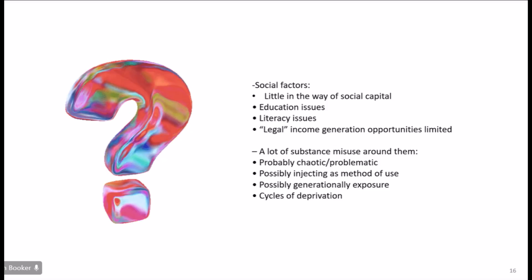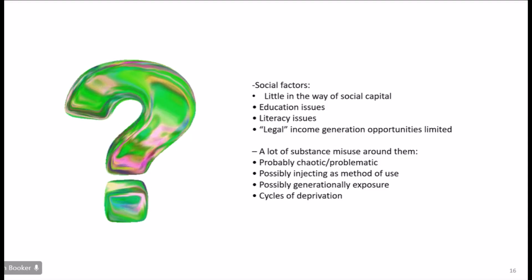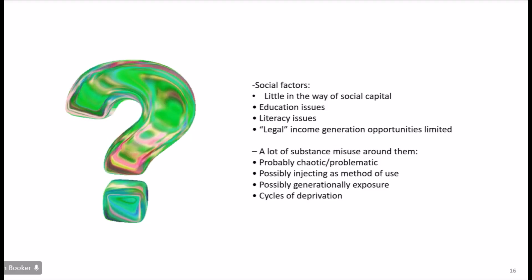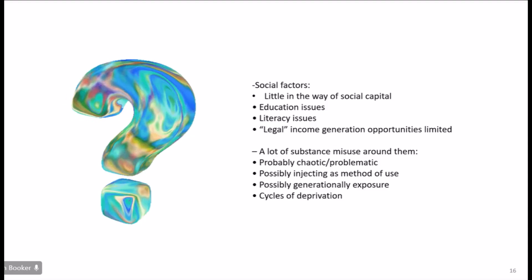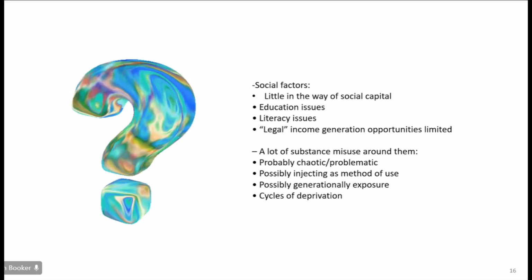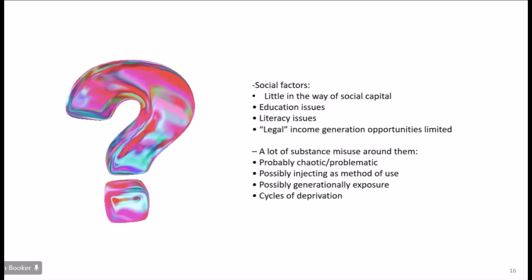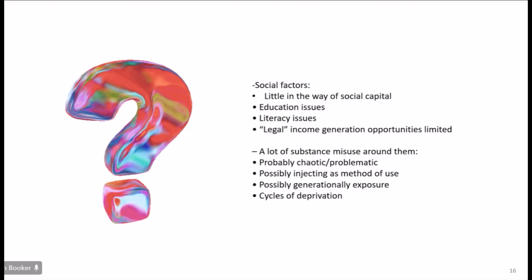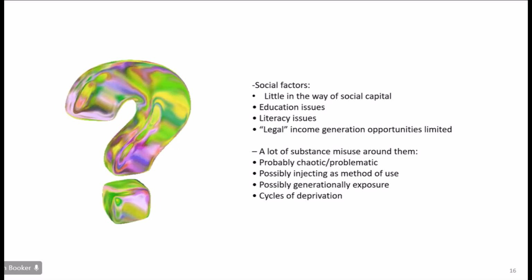There may be social factors at play. A person may have little in the way of social capital, education issues, literacy issues. They may have legal income generation opportunities which are limited. A lot of substance misuse may be happening around them. It's probably chaotic or problematic. They're possibly injecting as a method of use. There's possible generational exposure and cycles of deprivation.